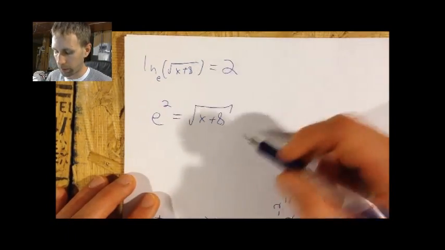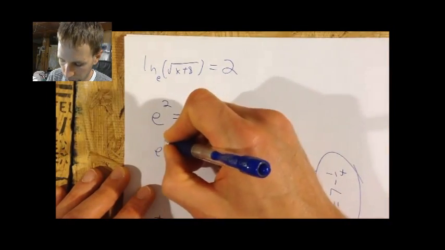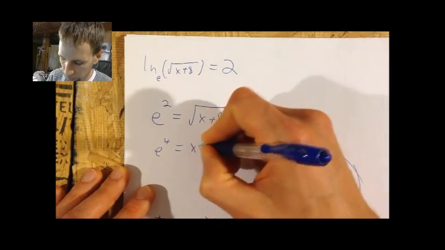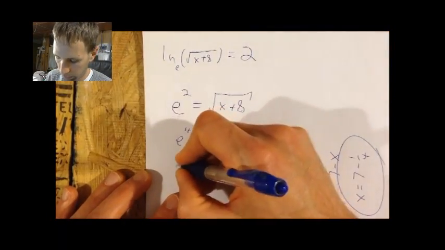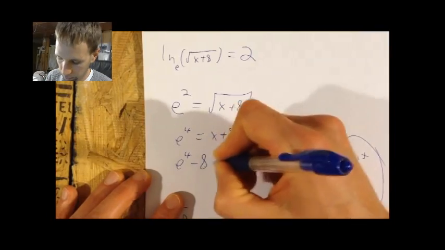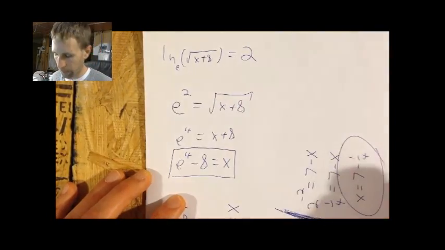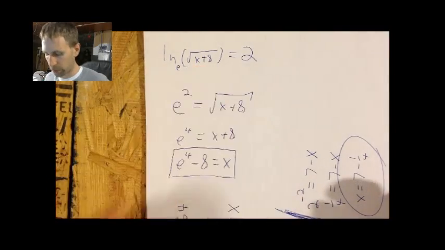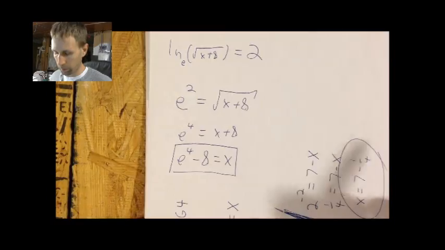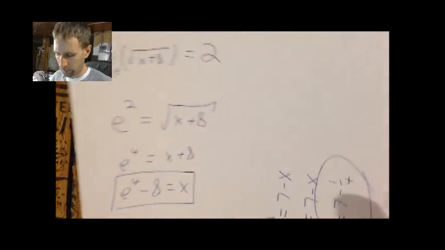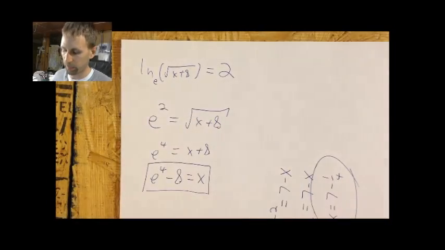So then from there you would just use the regular rules of algebra, just square both sides, and you get e to the 4th equals x plus 8. And then subtract 8 from both sides, and you get e to the 4th minus 8 equals x. You'd have to go back in and make sure to check it, but that one is going to work, right? You plug it in. So whenever you come up with a log expression, just rewrite it in exponential form.